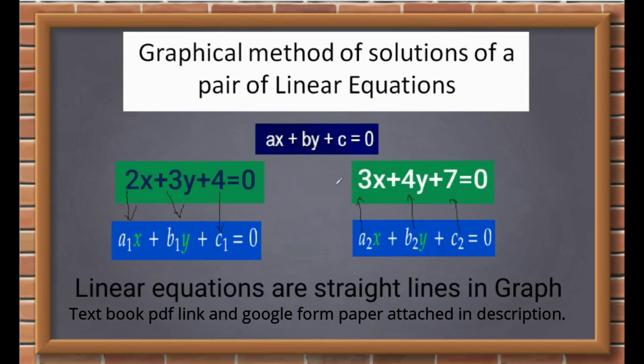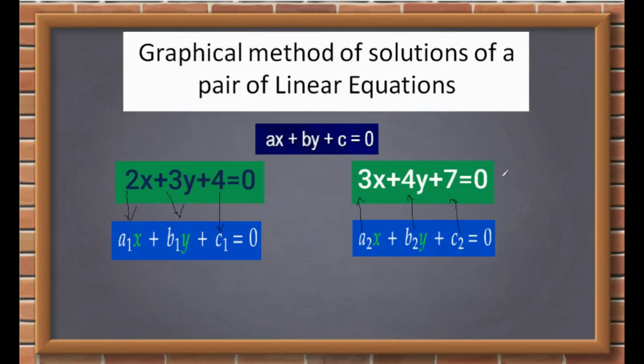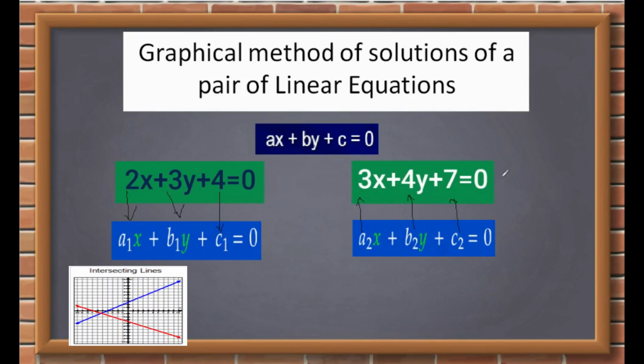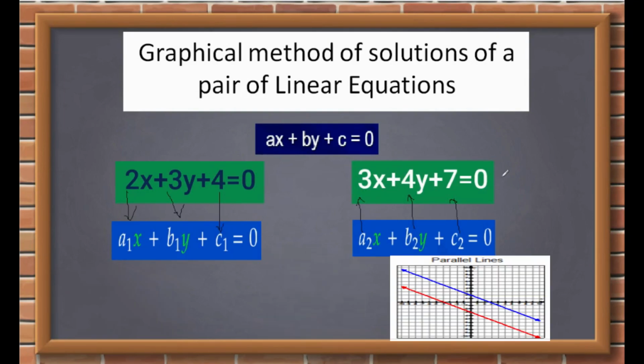So these linear equations are straight lines in the graphical part. If we draw this pair of linear equations in a graph, there are three possibilities, students. Either they may intersect, or they may coincide, which means overlap on each other, or the lines may be parallel to each other.